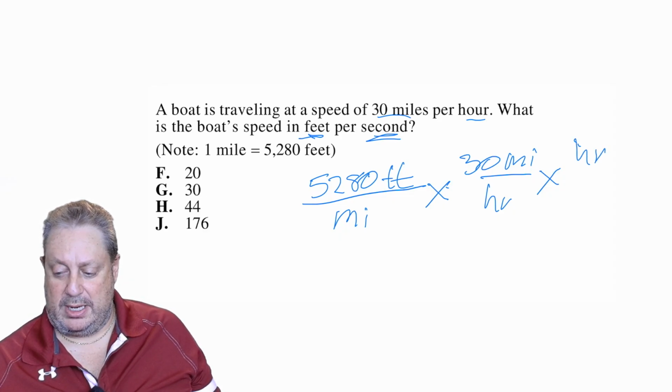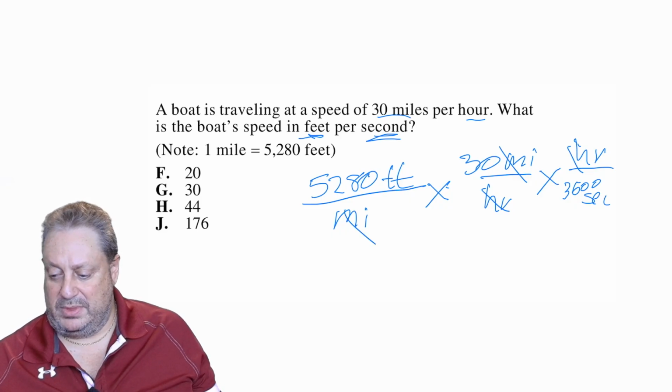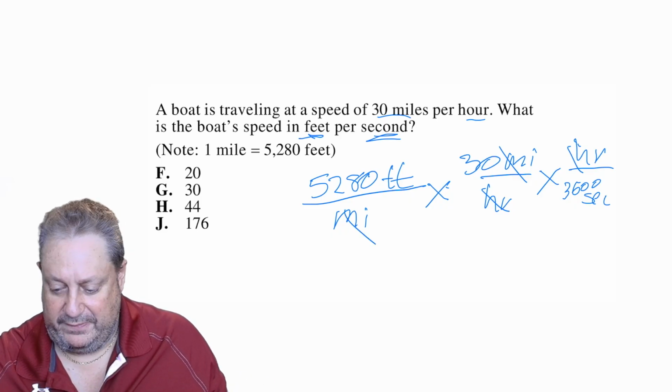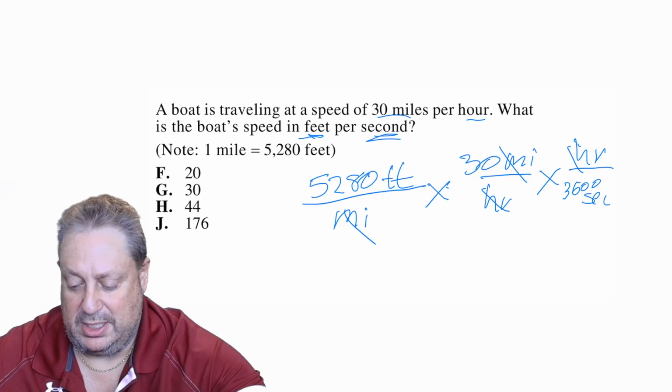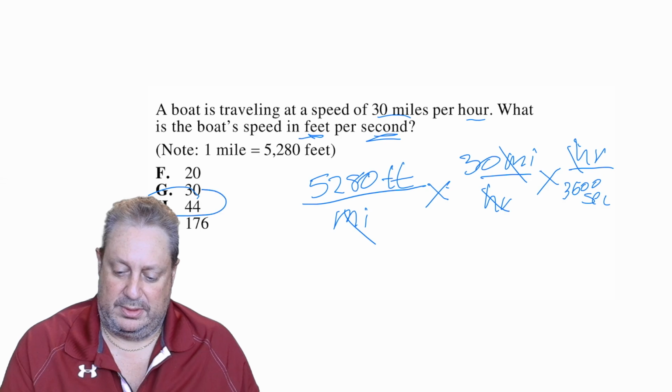So if we say 1 hour, that does equal 3,600 seconds. And now everything is going to cancel for me. Everything will work out nicely. And there we go. Now we just multiply it out. 5,280 times 30 divided by 3,600, and we get a nice 44 feet per second.